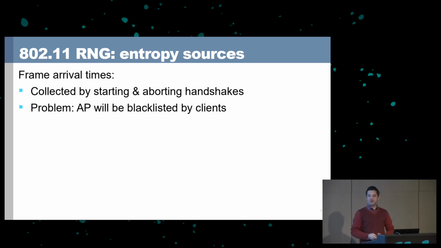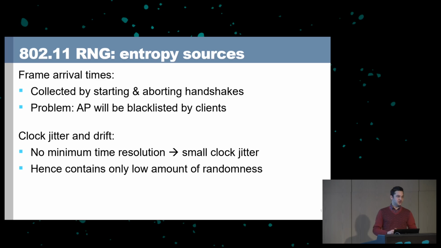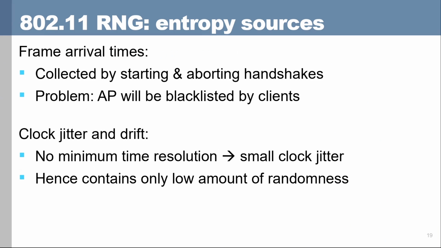The second source is the clock jitter or drift. If you have a clock in an implementation, it is never completely accurate. There is also a small amount that you can't predict as an attacker. The problem here is that they don't specify a minimum resolution that the clock should have. So a vendor can use any clock it wants, even one with a very low resolution, meaning only a very low amount of entropy is collected. And of course, that's quite bad.